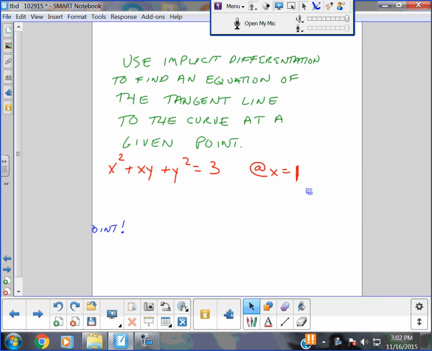You can tell because there's a higher order on the y. It's x squared plus xy plus y squared equals 3. And I want to find the tangent line when x is 1.